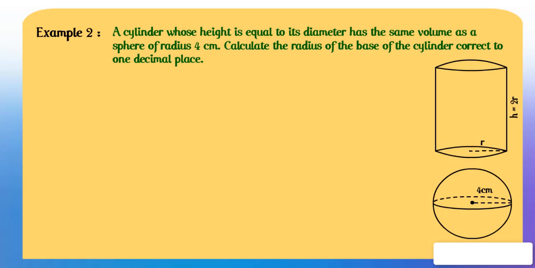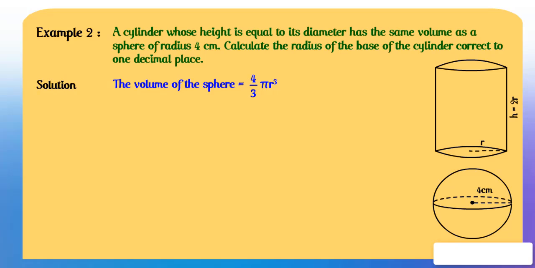Let's take the next example. A cylinder whose height is equal to its diameter has the same volume as a sphere of radius 4 cm. Calculate the radius of the base of a cylinder correct to 1 decimal place.